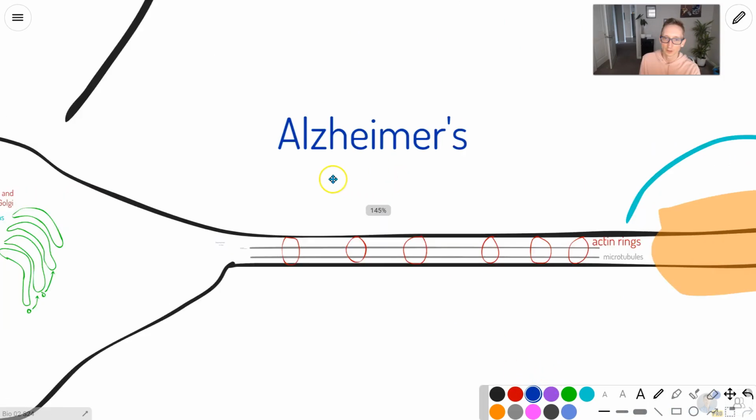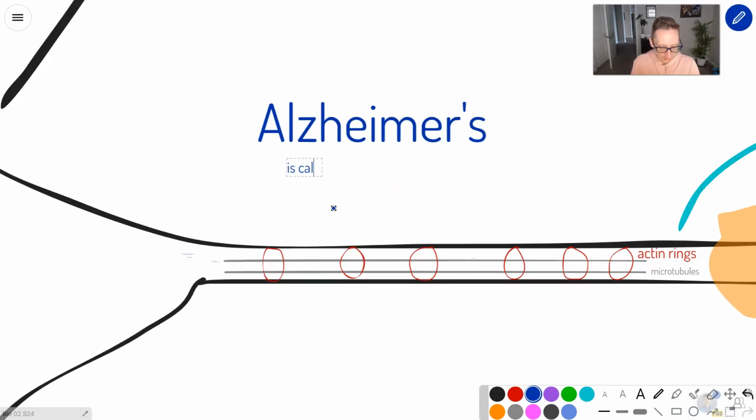So Alzheimer's is caused by misfolded proteins accumulating in what are called aggregates.